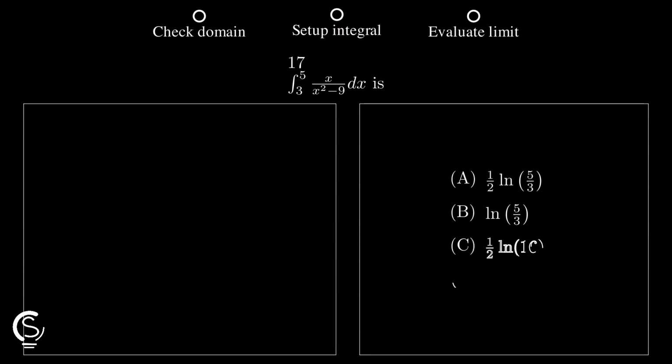First, observe the denominator. At x equals 3, the expression becomes 0, creating a vertical asymptote right at the start of our interval. This makes the integral improper, so watch.